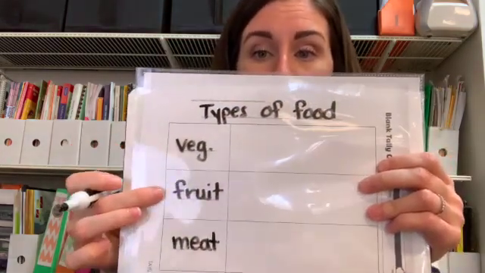So I have vegetables, fruit, and meat. Now I can go in my kitchen. When I see a banana on the counter, I'll mark down 1 fruit. When I see some broccoli in my refrigerator, I'll mark down 1 vegetable. Oh, I saw some bacon in the fridge.